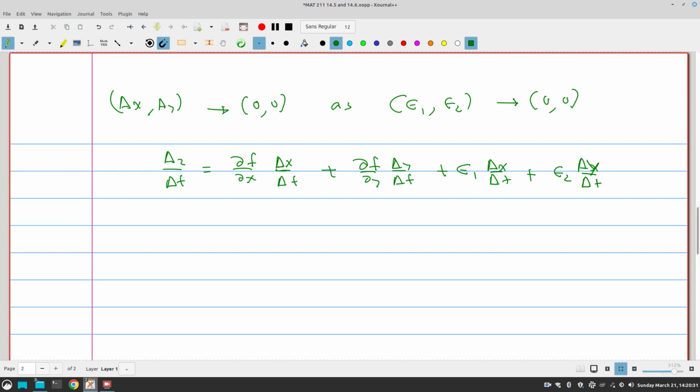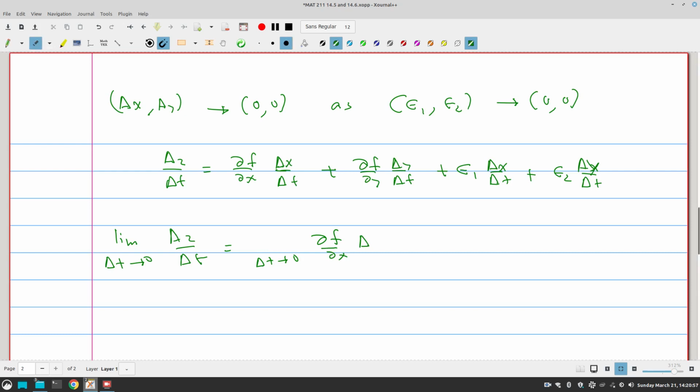Now let's take the limit as delta t goes to 0, meaning what happens when this is very small? Well, let's take the limit on both sides. There's limit as delta t goes to 0 of df over dx delta x.